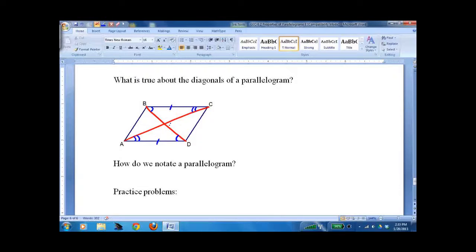Triangle, we'll put a little E in there. Triangle BCE is congruent to triangle DAE by, and there's lots of different ways to do it, but we'll just go with angle side angle. So therefore, this piece is congruent to this piece, and this piece is congruent to this piece. And the simplest way to describe that is to say that the diagonals bisect each other.